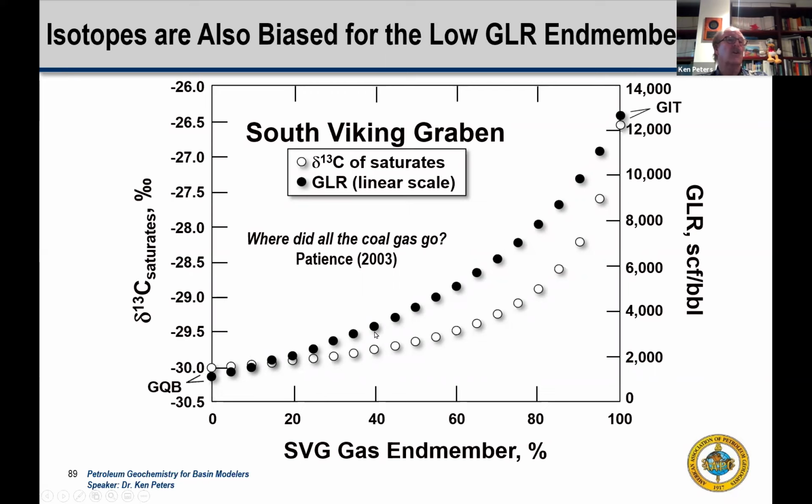And notice that the curve for GLR is actually increasing at a faster rate than that for the carbon isotopes. So you will seriously underestimate the gas liquid ratio based on your isotope geochemistry alone, because you're not seeing that mix.